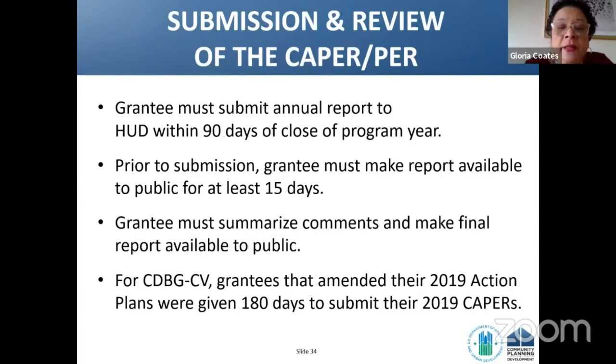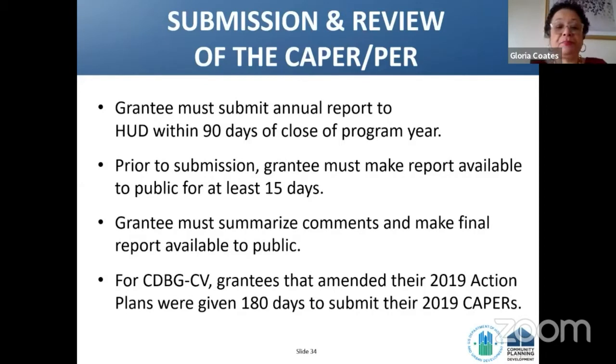Now note that grantees that submitted substantial amendments to their 2019 action plans to apply for CV were given 180 days versus 90 days to submit their 2019 CAPERs. And this authority was given by a memo that was issued by HUD, signed by John Gibbs, who was the Assistant Secretary at that time.